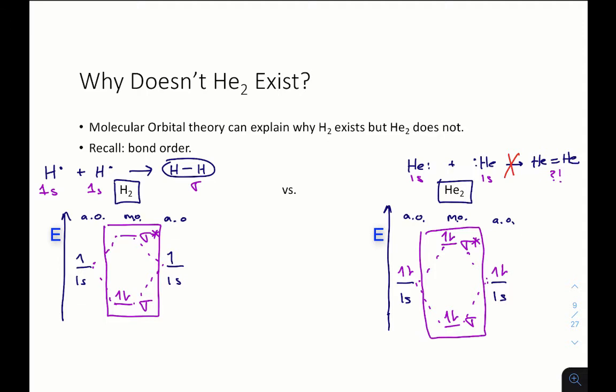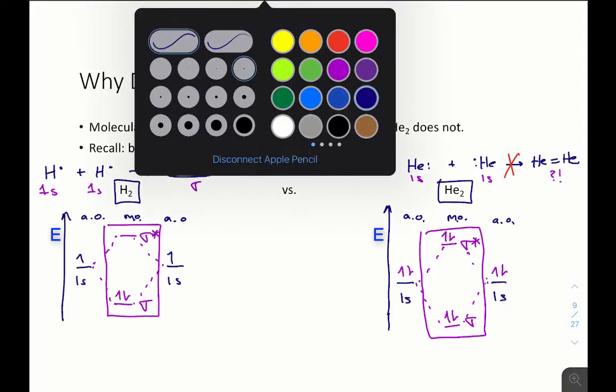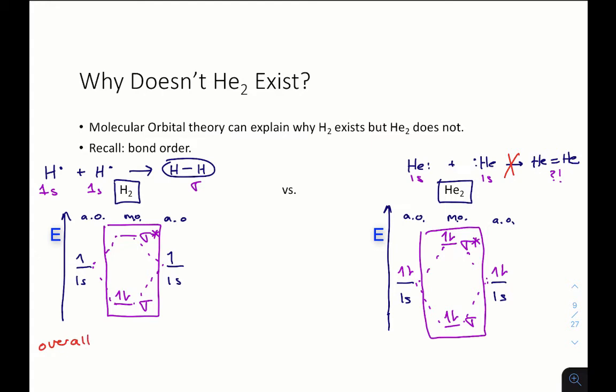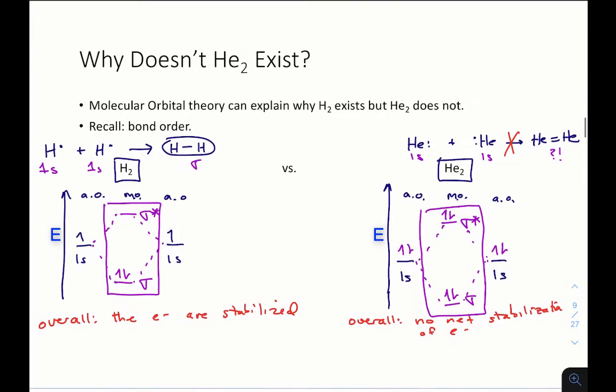For the hydrogen molecule, we can see that overall, for H2, the electrons are stabilized. They've gone to the lower energy sigma orbital. For molecular helium, in our thought exercise here, there is no net stabilization of electrons. Now, it's true that these electrons are stabilized, but the electrons in the antibonding orbital are higher energy. They are destabilized, and that cancels out the effect of stabilizing the electrons that are in the sigma orbital.